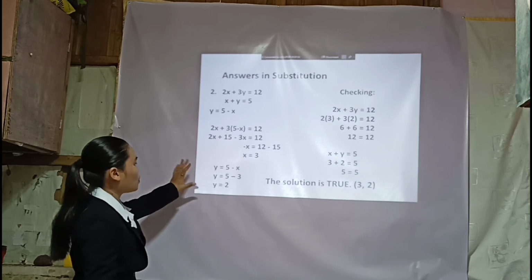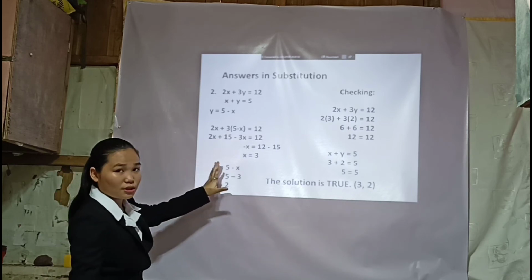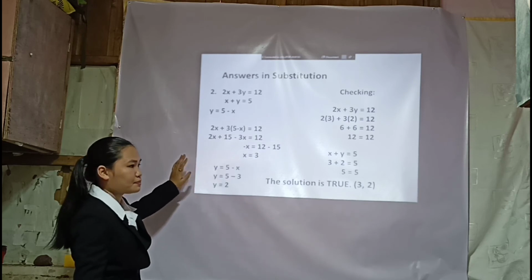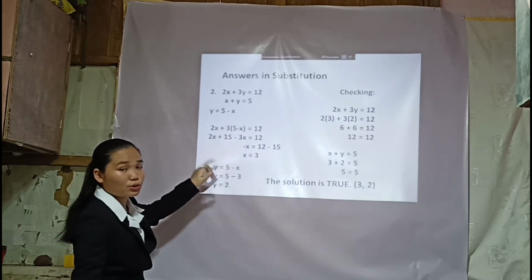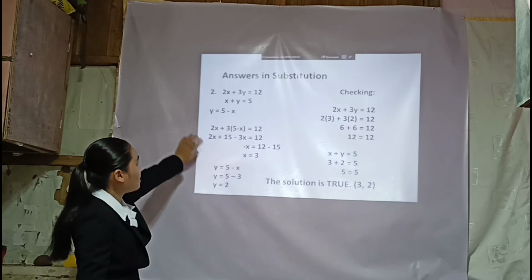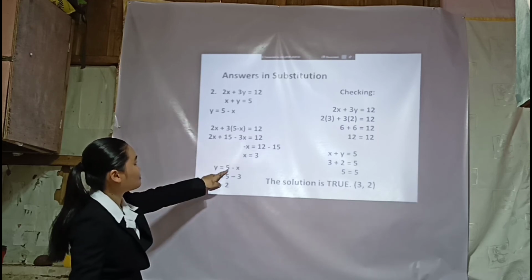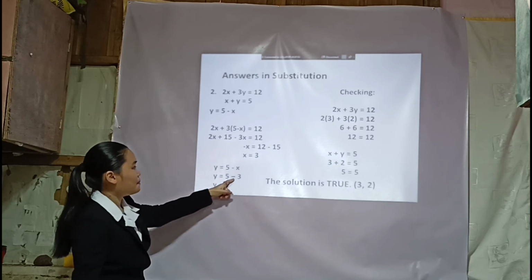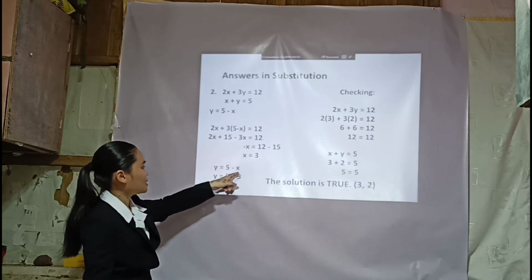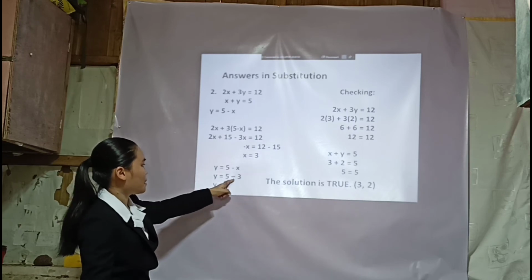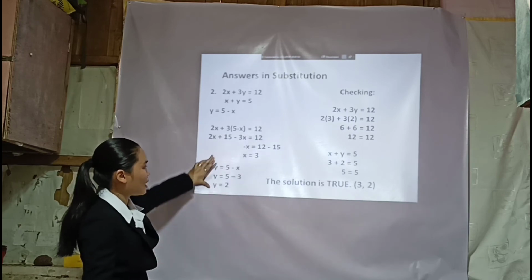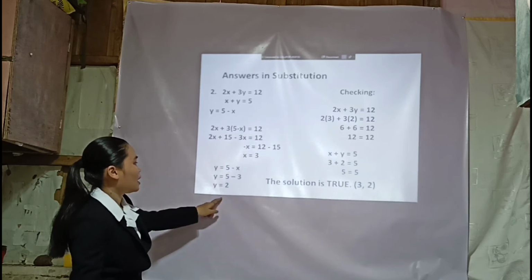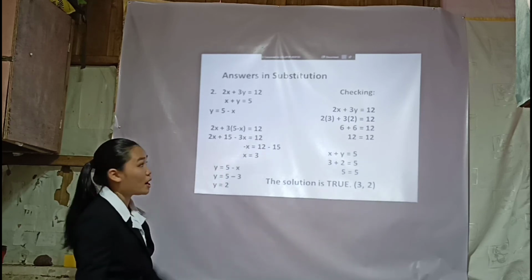So, let's solve for y. Substitute the value of x to the answer of step 1, which is y equals 5 minus x. So, y equals 5 minus the value of x, which is 3. So, 5 minus 3 equals 2. So, we have the value of x, which is 3, and 2 for y.